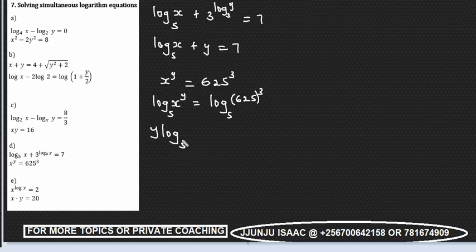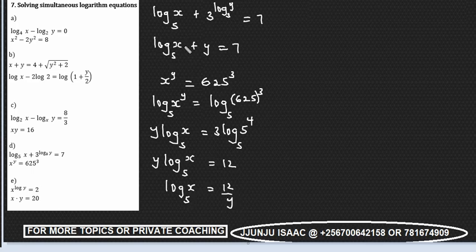log base 5 of x equal to 3 log base 5. Now 625 can be written as 5 to power 4. So we get y log base 5 of x equal to 12, because this 4 will drop, multiply the 3, we get 12. Log base 5 of 5 is 1. So you see that log base 5 of x is 12 over y, and here log base 5 of x is equal to 7 minus y.